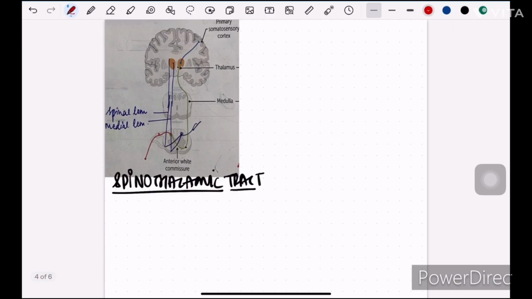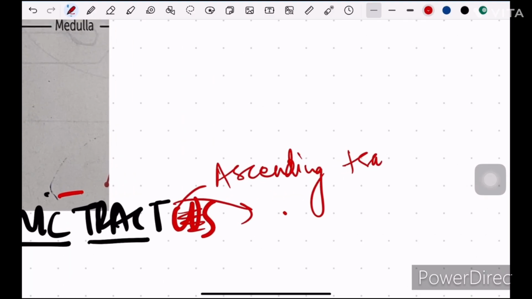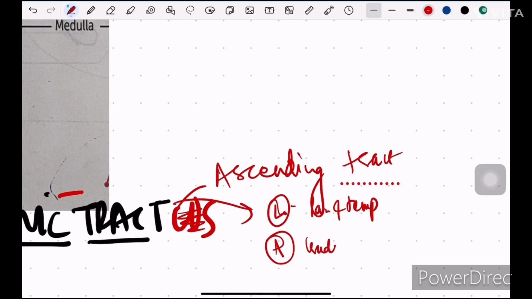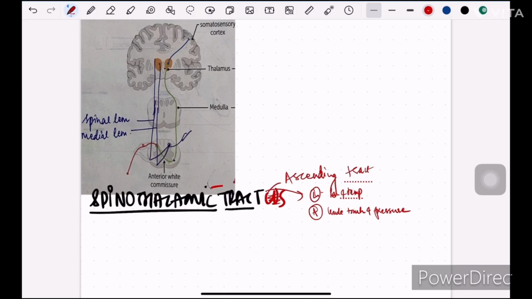Now let's talk about the spinothalamic tract. In the spinothalamic tract, it is again an ascending tract, ठीक है. And also the function: again lateral होता है, anterior होता है. The lateral one carries pain and temperature, and then the anterior carries your crude touch and pressure, ठीक है, right.